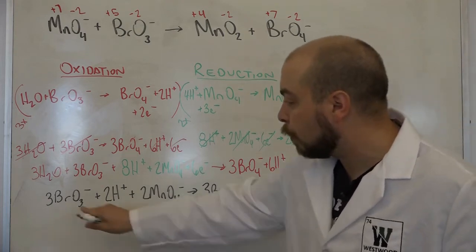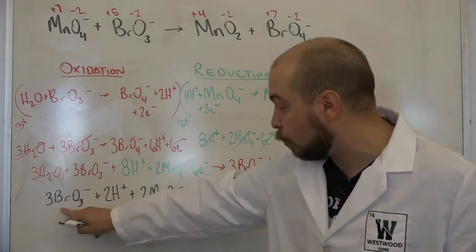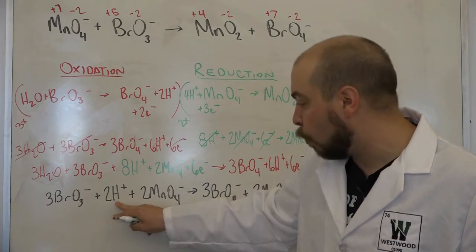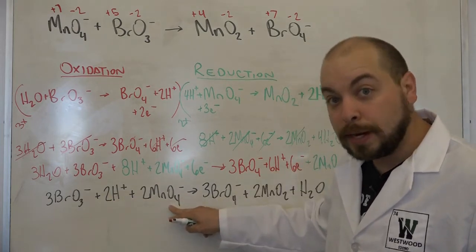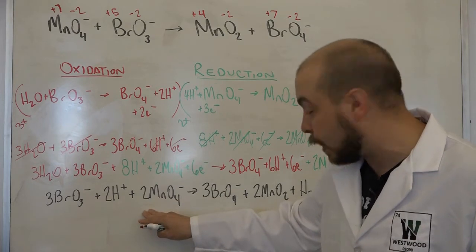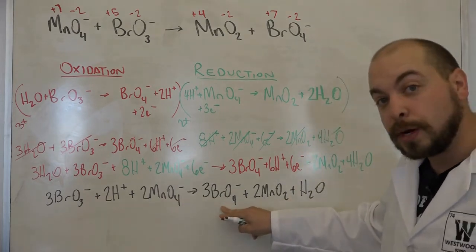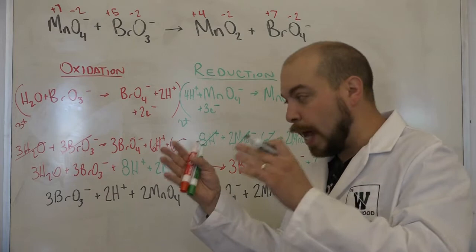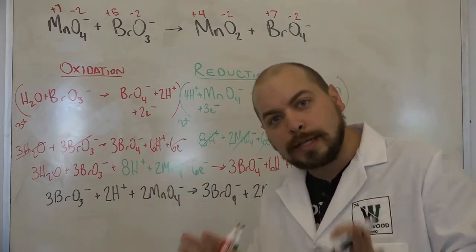Balancing for charge. 3 times -1, so that's -3, plus 2, so that's -1, -2, that's -3. So -3 on the reactant side. If you look, -3 on the product side. So we are balanced for atoms and for charge, but we're not done yet.